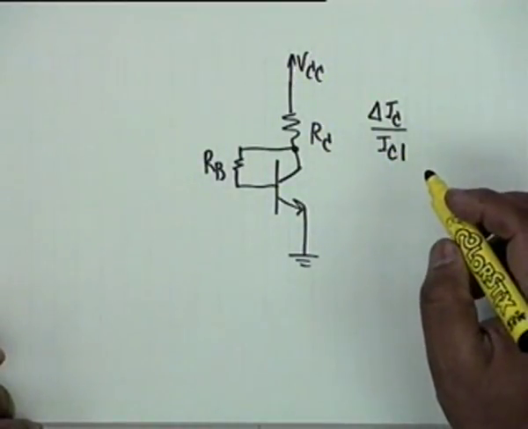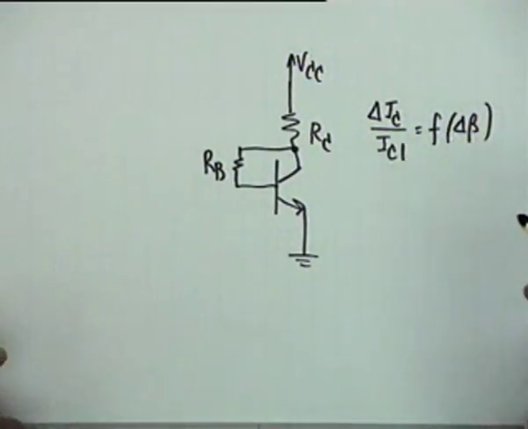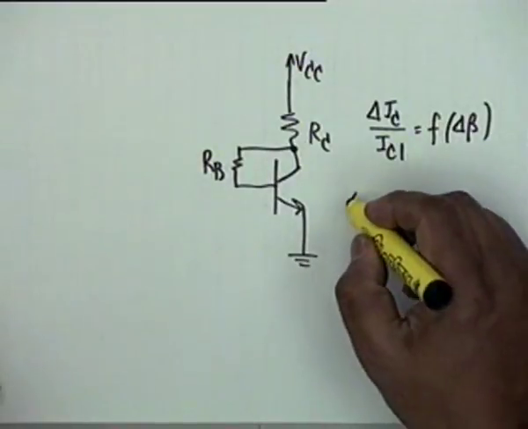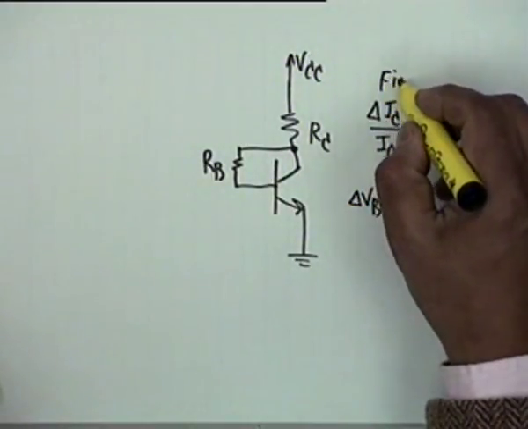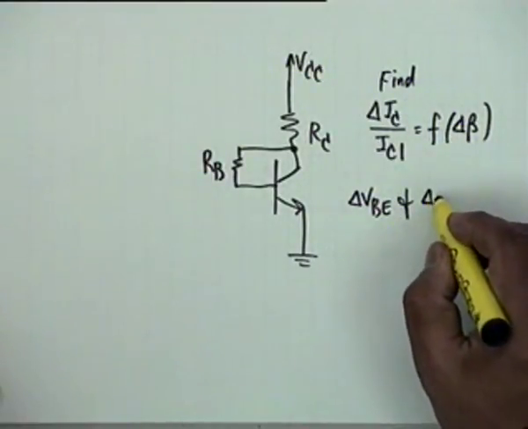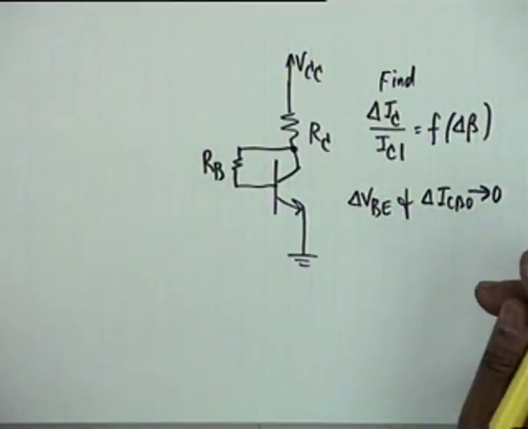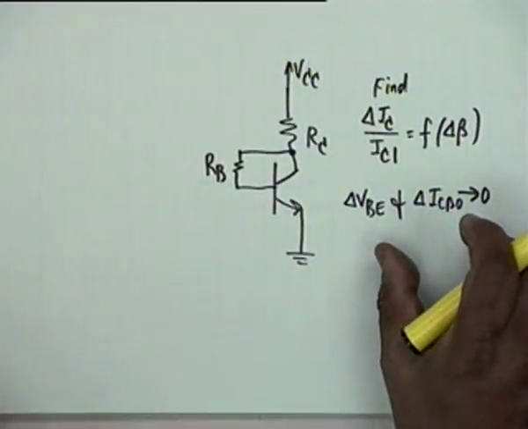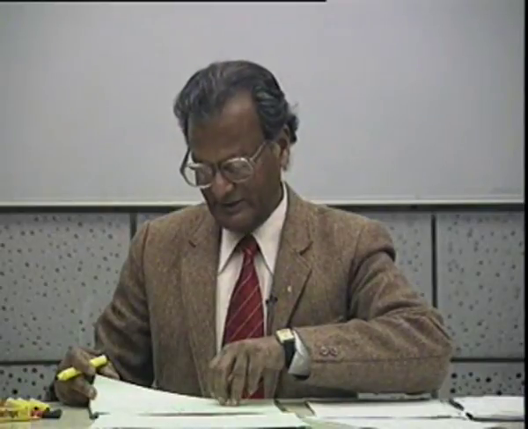as a function of delta beta, that is due to beta variations only, assuming that delta VBE and delta ICBO tend to 0. That is, these are held constant, only beta varies, which means that we are replacing the transistor. Okay, you are replacing the transistor by another one.